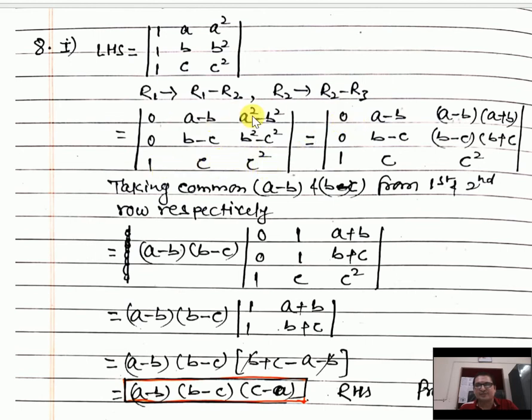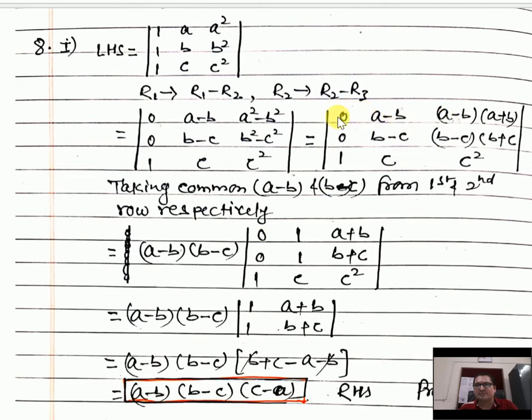Now, a minus b, a square minus b square: you can write it as a minus b, a plus b. You can apply the identity formula. Similarly, b minus c, b square minus c square, you can write as b minus c, b plus c. Look here, a minus b is common in R1 and b minus c is common in R2. So I have taken common a minus b from R1 and b minus c from R2.